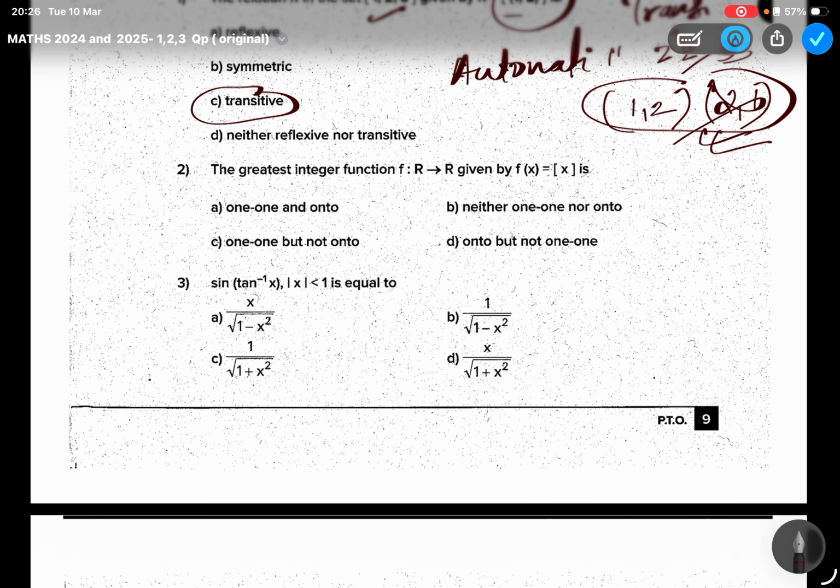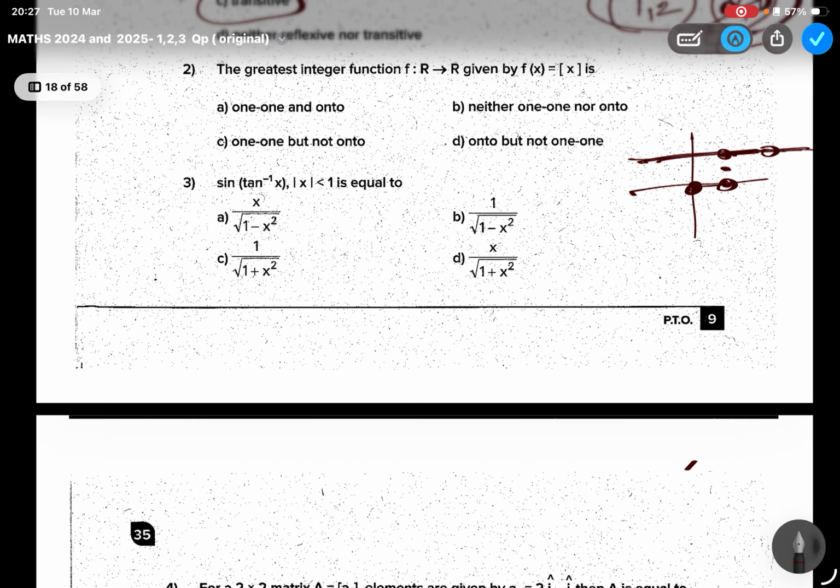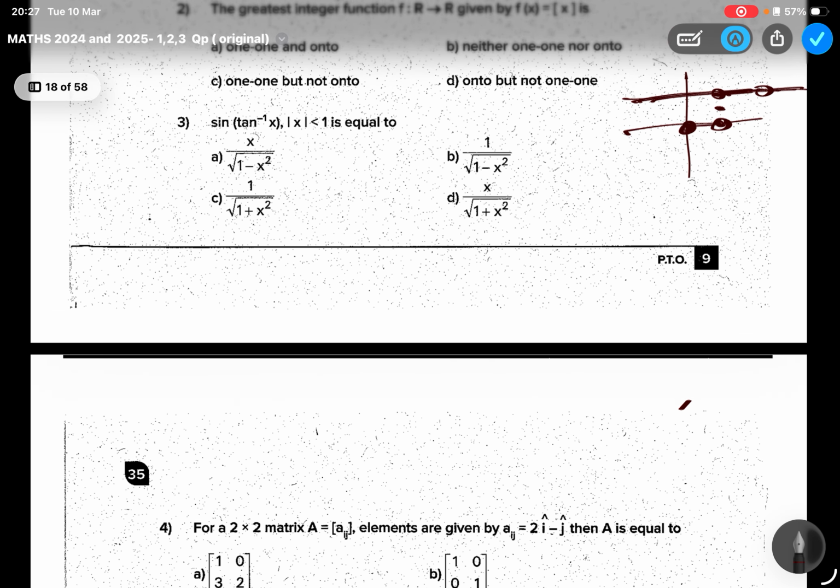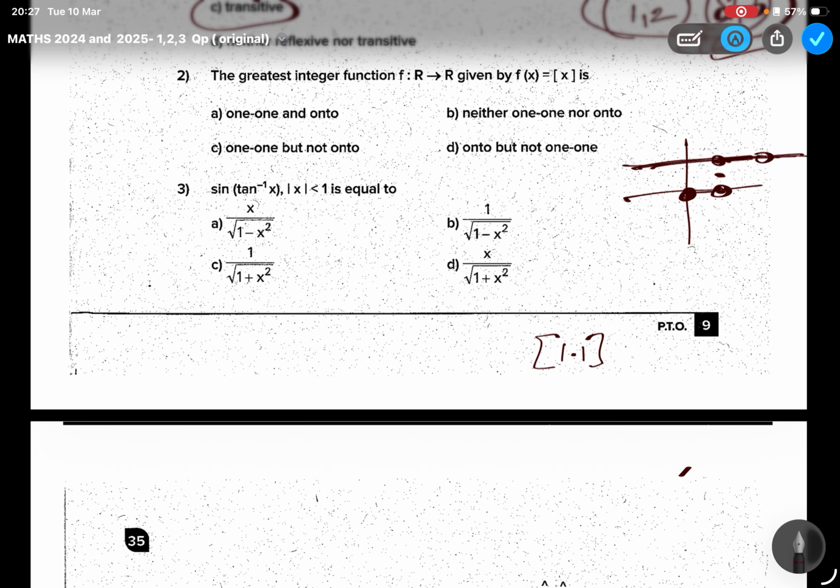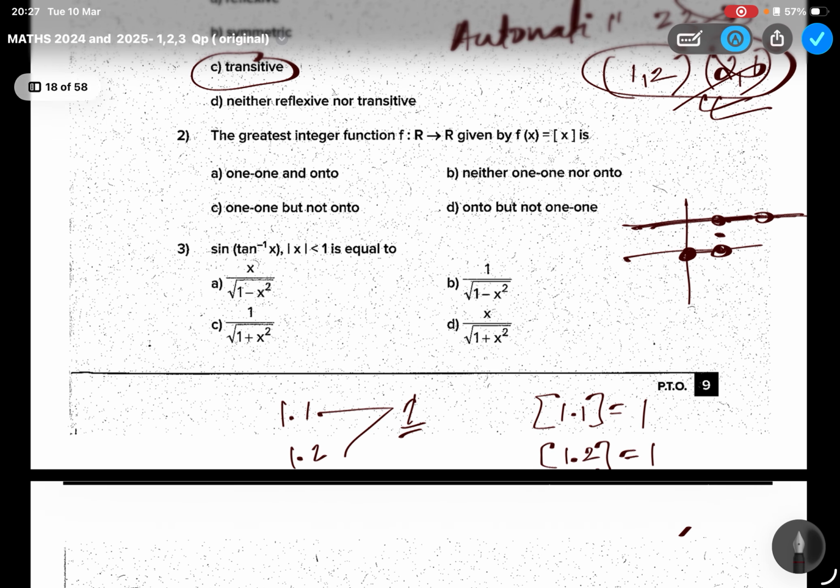Now the greatest integer function, R is mapping to R, f of x equal to greatest integer function. So already you know the graph of greatest integer function. This is closed, this is open, closed, open. So many values are there, then it cuts more than once. Or if you have not understood that, don't worry. Greatest integer of 1.1, answer will be 1. 1.2 will be 1. Then the same answer is there, 1.1 and 1.2 have the same image, then it is not one-one. If it is not one-one, then you need to check for onto.